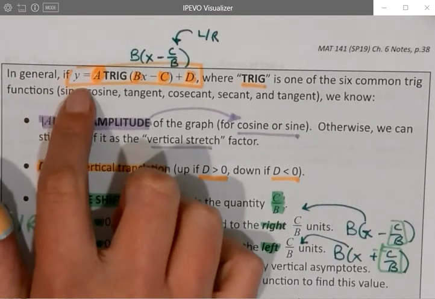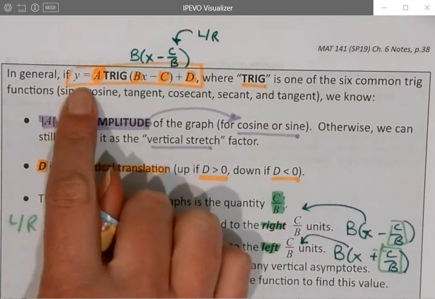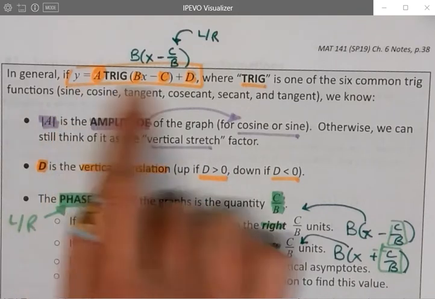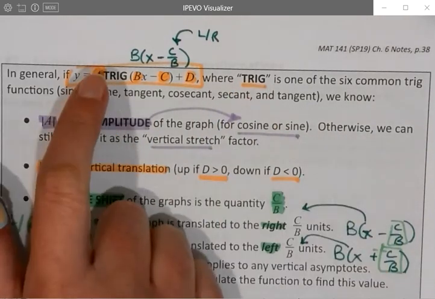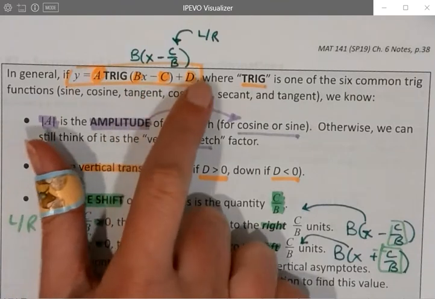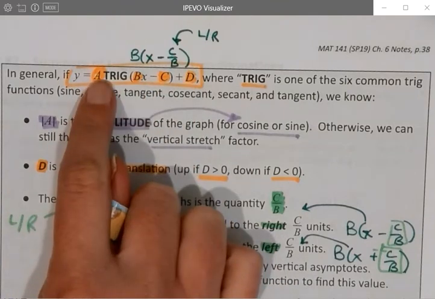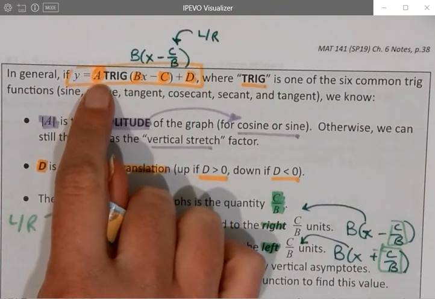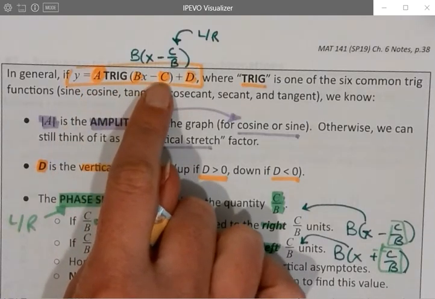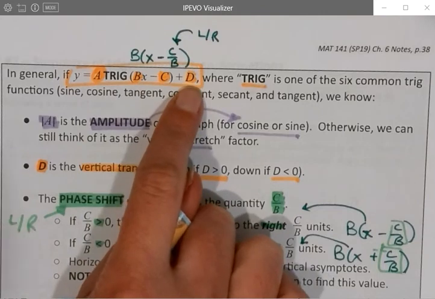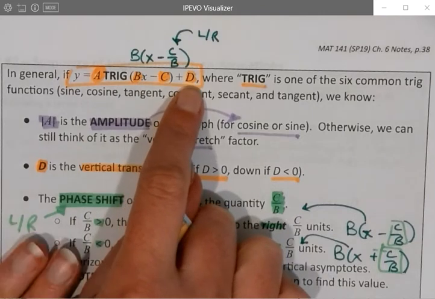But I've got the general form here of our transformation of a trigonometric function. So we're just letting trig stand for any of the 6 trigonometric functions, and we have the transformations A, B, C, D, where we've already talked about them in terms of vertical stretch, vertical shrink, horizontal stretch, shrink, shift left, shift right, shift up, shift down. Now we're going to put in a few more words to go along with them.